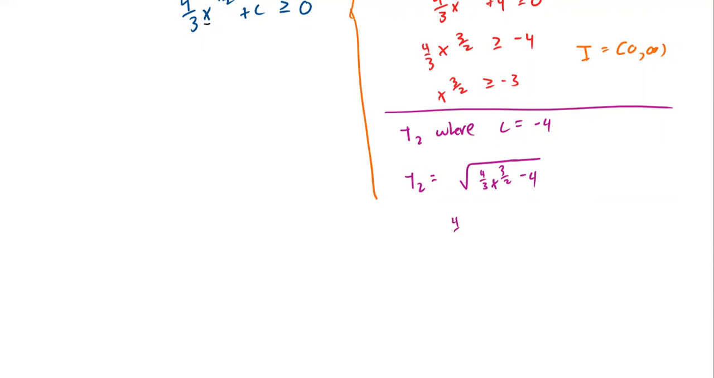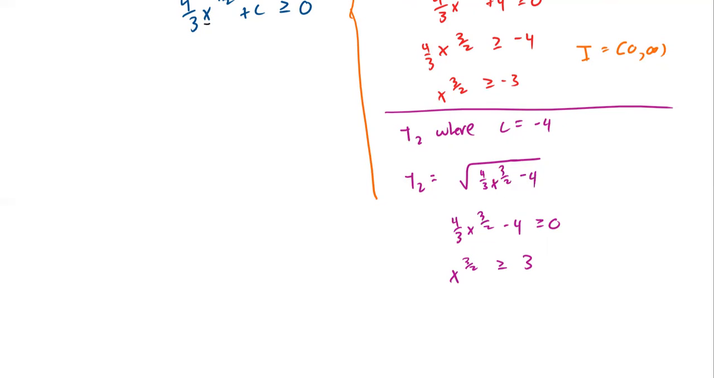All right, so let's solve this. 4/3 x to the 3 halves -4 is greater than or equal to 0. I'm going to simplify a little bit here, so skip some steps. I get x to the 3 halves is greater than or equal to 3.